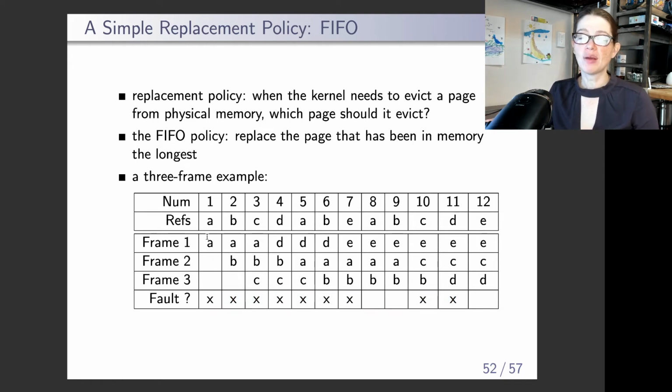So we load it into frame 1. We don't have to perform any evictions because there's space. Same with B, same with C. But it's when we get to memory access number 4 and we want to access page D that we notice that, hey, memory is full, I need to choose somebody to evict. First in, first out, I evict the oldest page. So I evict A. Oops.